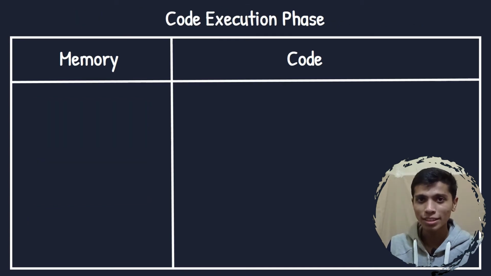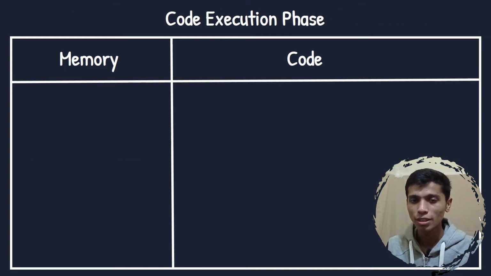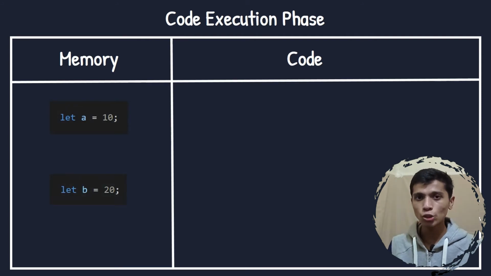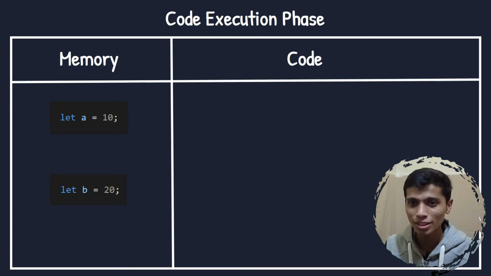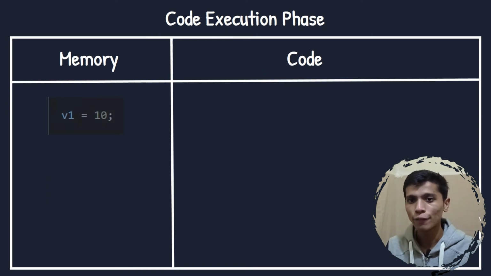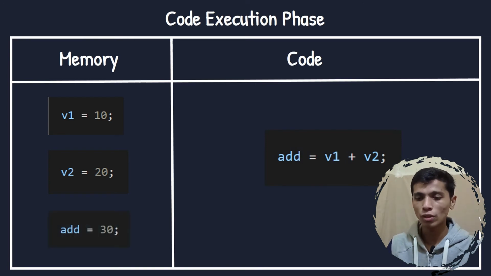Here comes the next stage, that is the code execution stage. Now here a is equal to 10, b is equal to 20. Here the actual value is assigned in the code execution stage. Same goes for the function: v1 is equal to 10, v2 is equal to 20, and our addition stores the actual value.